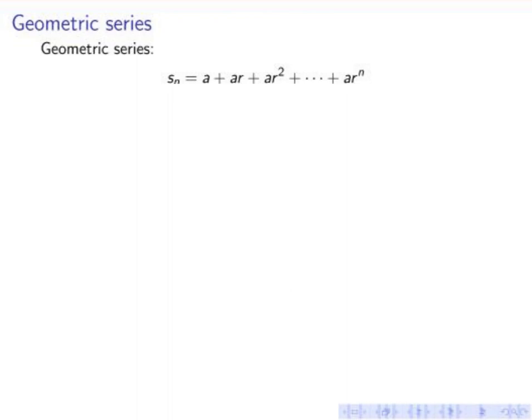Now, wouldn't it be nice if we had a closed formula for this Sn? And indeed we do. We can show that Sn equals A times (1 minus r to the n plus 1) divided by (1 minus r). You can see this is quite a complicated formula, and you can easily imagine that the derivation of this formula is a bit hard. So I diverted to another video which you can watch if you are interested.